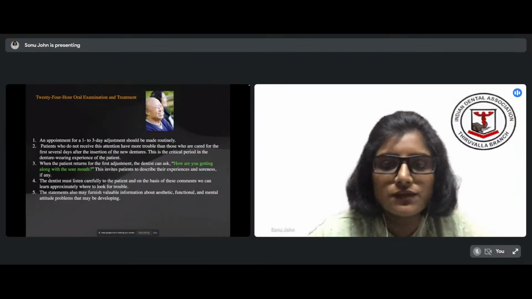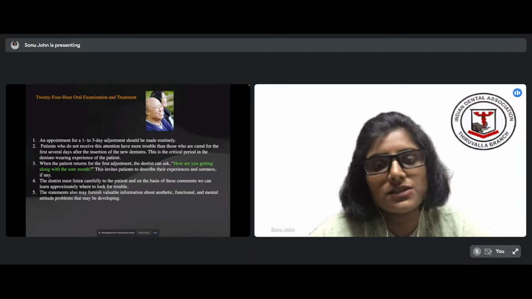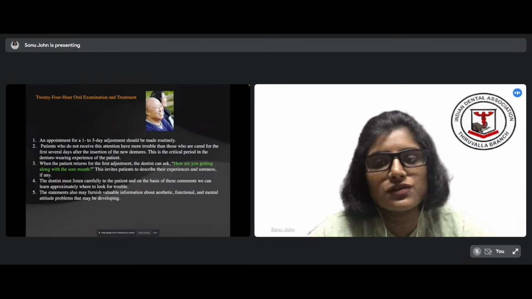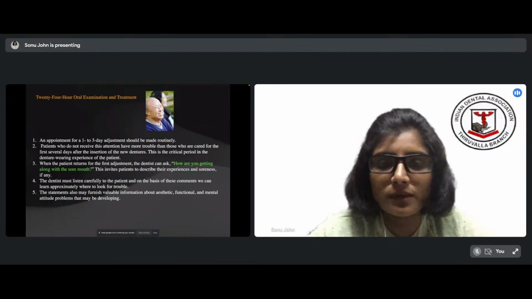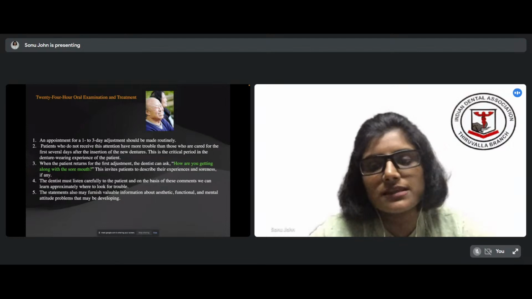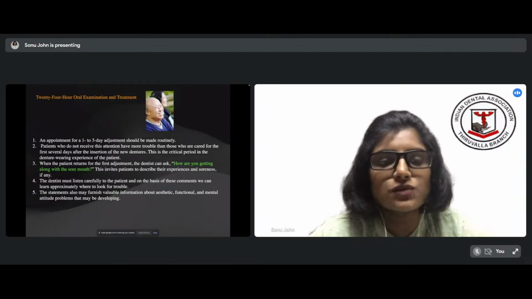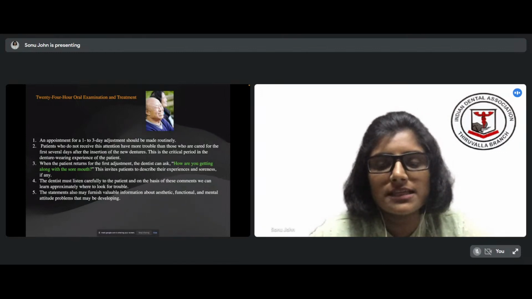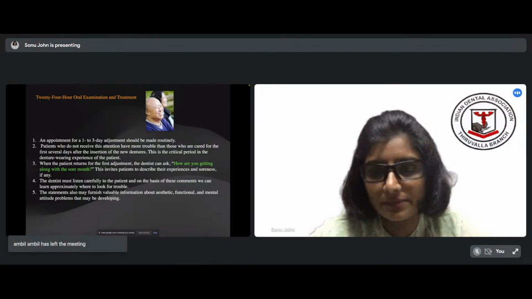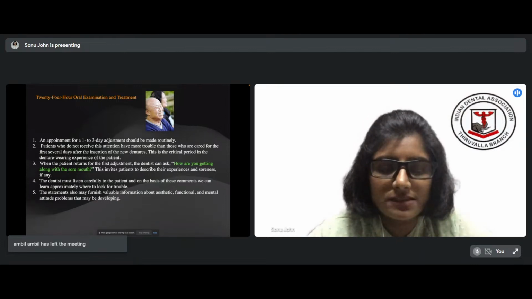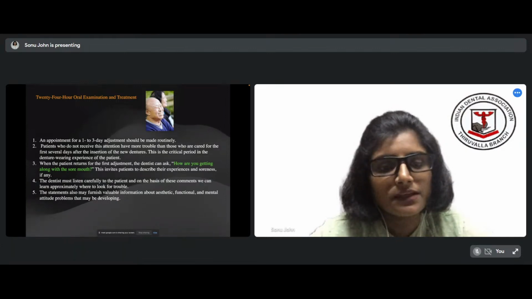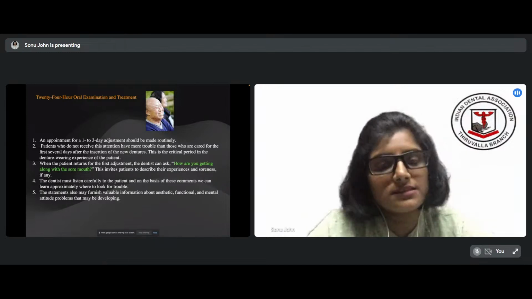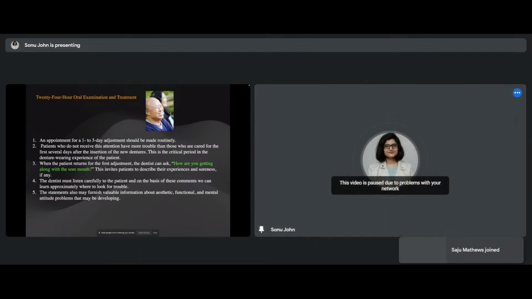When the patient returns for the first adjustment, we know that the patient can tend to have sore spots, or there is pain because of the denture. So we can ask them, how are you getting along with the sore mouth? This helps our patient to describe more about their experiences and soreness if there are any. The dentist must carefully listen to the patient, and on the basis of what comments the patient gives us, we can learn approximately where to look for the trouble and what mental attitude towards the denture may be developing during the course of our treatment.